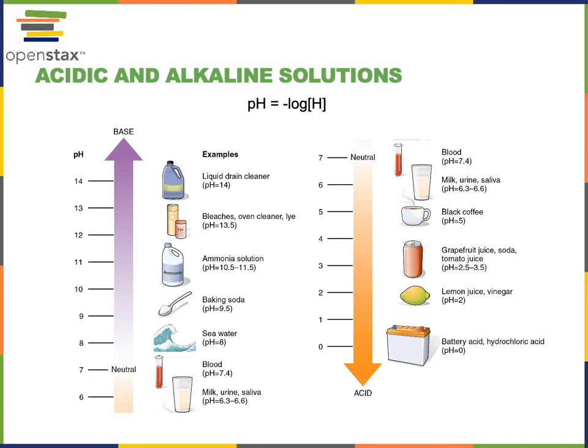In contrast, milk, saliva, and urine commonly have just slightly acidic pHs in the range of 6.3 to 6.6. Coffee is typically slightly acidic with a pH around 5, whereas lemon juice and vinegar are much more acidic with a pH near 2. And a very strong acid, such as the hydrochloric acid in a car battery, has a pH near 0.